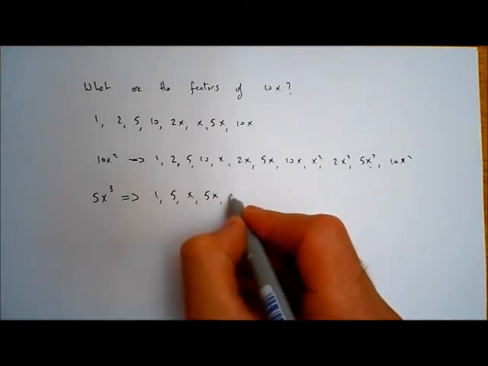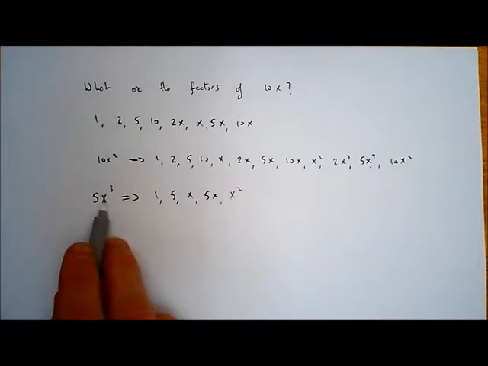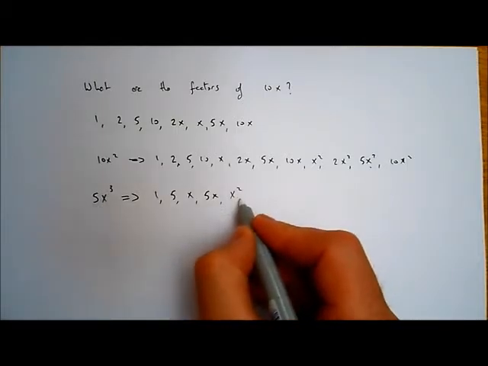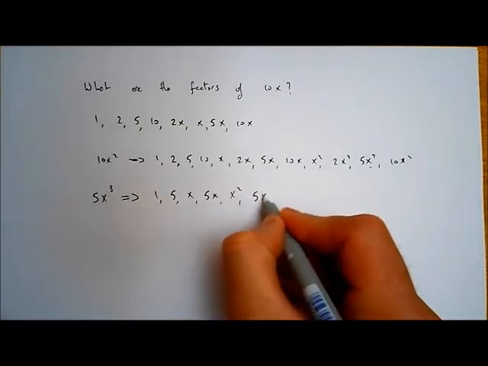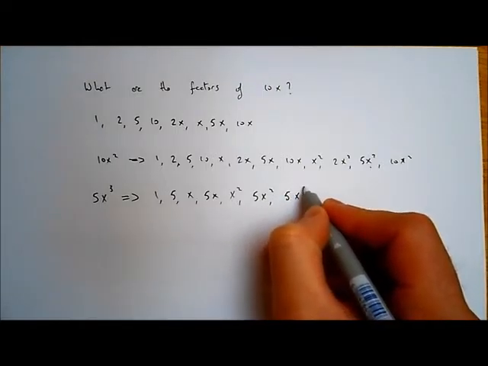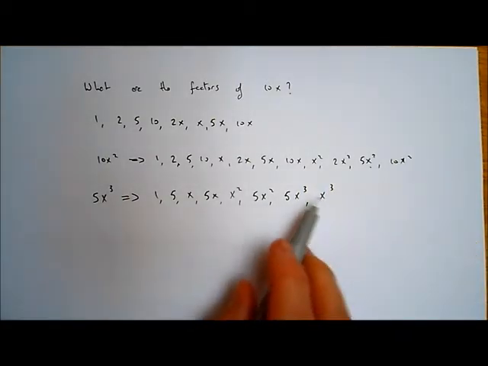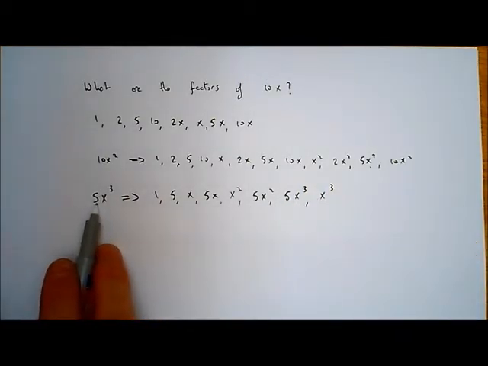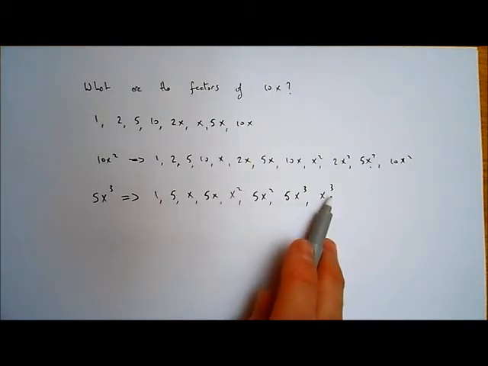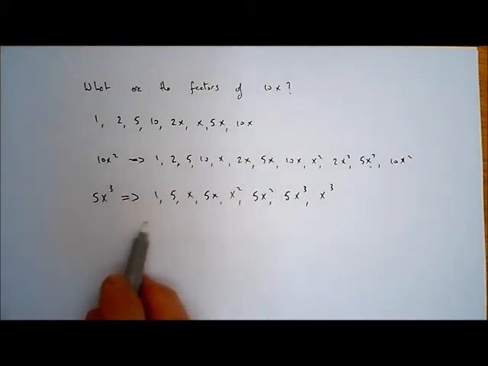We could also have x squared as a factor, because x squared multiplied by 5x will give me 5x cubed. And 5x squared is a factor. And then the last one would be 5x cubed. Well, no, actually there's one more, because x cubed is also a factor, because 5x cubed by 1 will give me 5x cubed, and x cubed by 5 will give me 5x cubed. So these are all of the factors. So a factor is just a number or an expression that divides evenly into another expression.